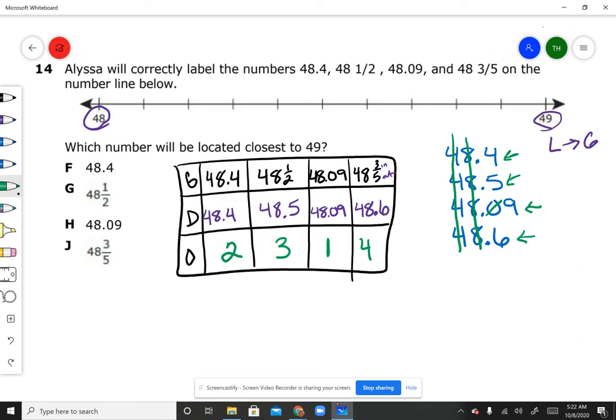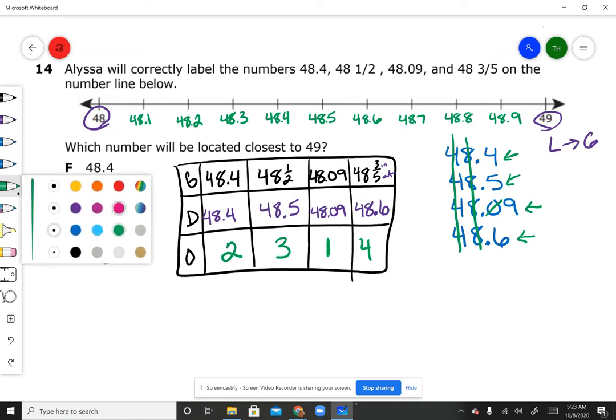I know the smallest one will come first, 48.09. I'm looking at my number line. I have 48 and 49. So I know this is probably 48.1, 48.2, 48.3, 48.4, 48.5, 48.6, 48.7, 48.8, and 48.9. Okay, so I'm going to graph these numbers on my number line.